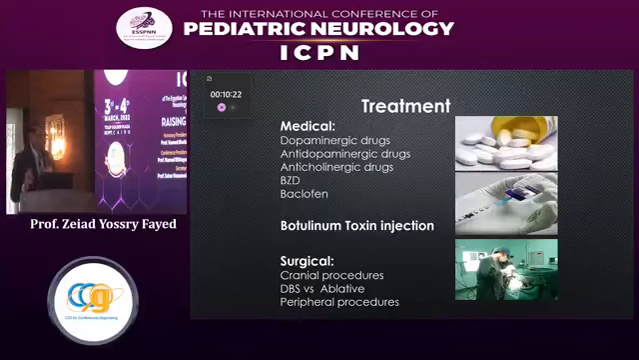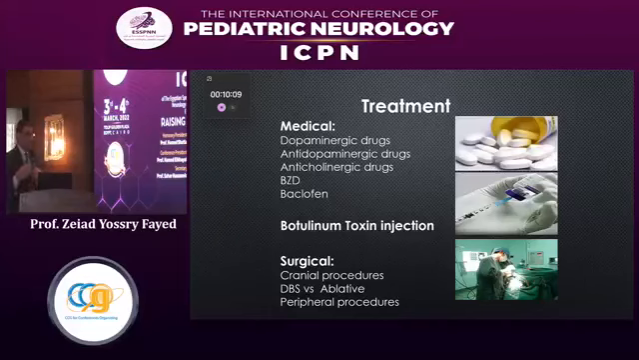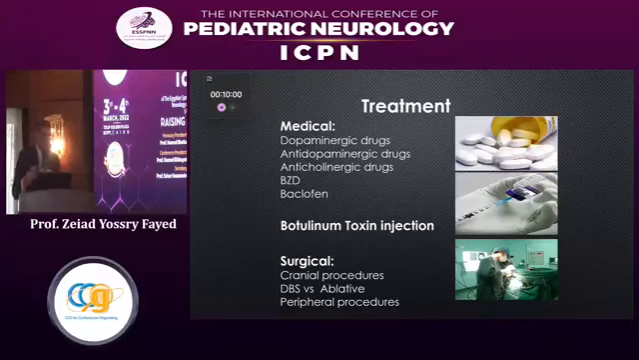The treatment, of course, should start with medical treatment. Every patient with dystonia should receive a trial of levodopa, because patients with dopa-responsive dystonia, as has been said in the previous lectures, improve very much. They show dramatic improvement on receiving levodopa. Also, anti-dopaminergic drugs, anticholinergic drugs, benzodiazepines, and baclofen, whether oral or intrathecal.